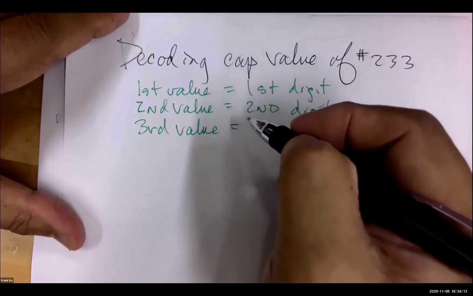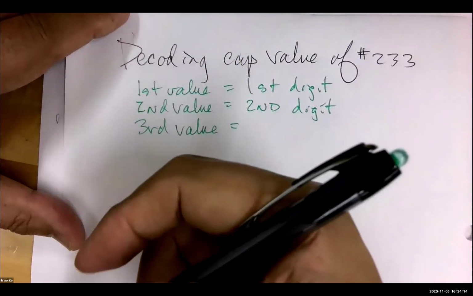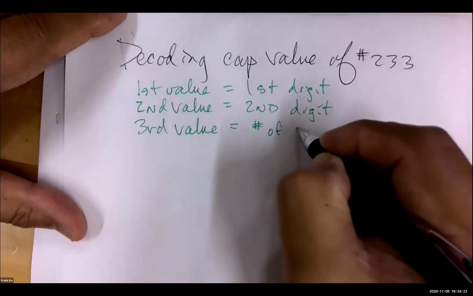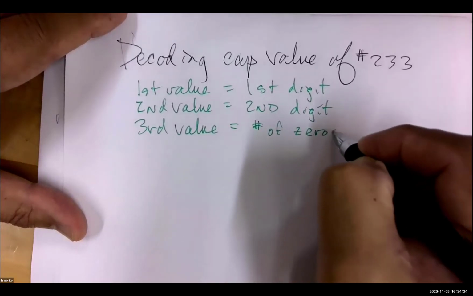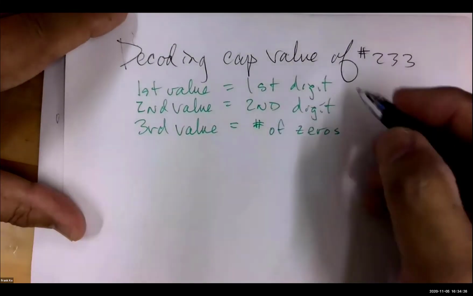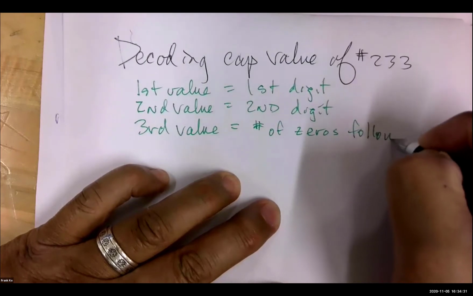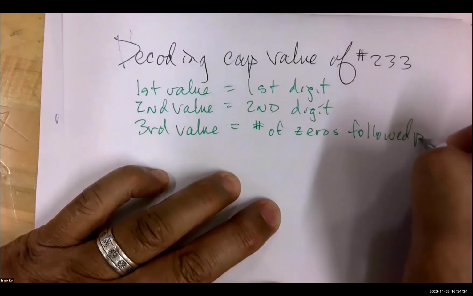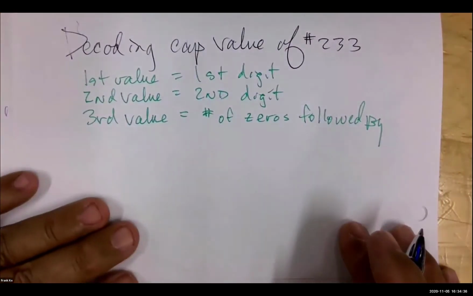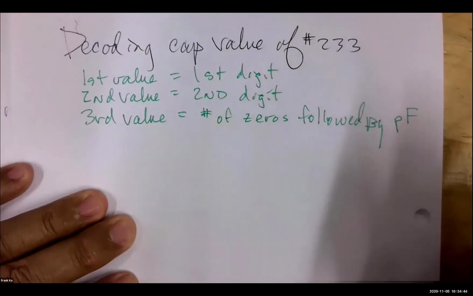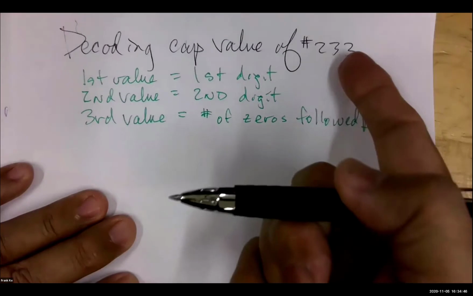Brad? And you may have missed this. Number of zeros, right? Excellent. So number of zeros. And we have to follow that with, or followed by, and Weiji, do you remember what we have to follow this by? Picofarad. We have to follow this by picofarads, PF.